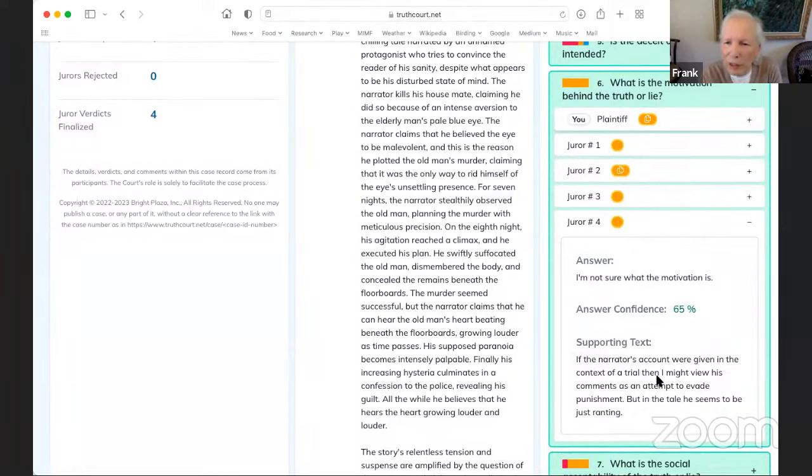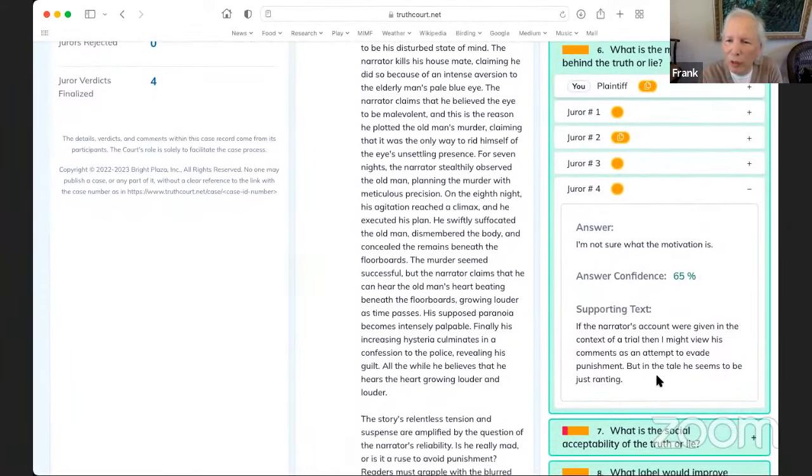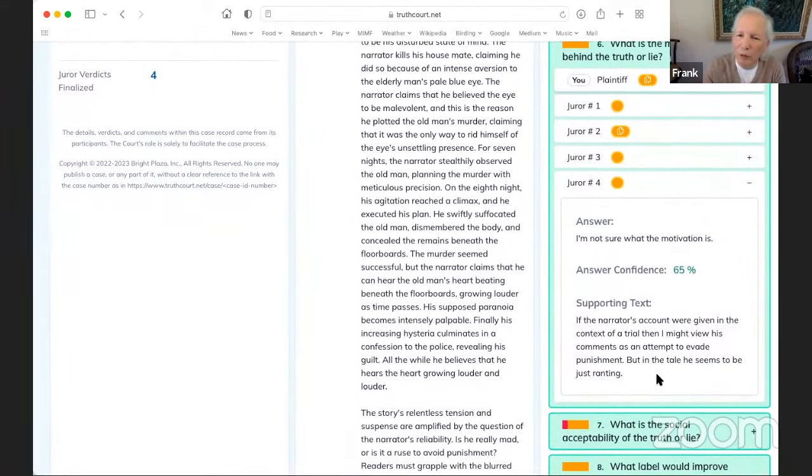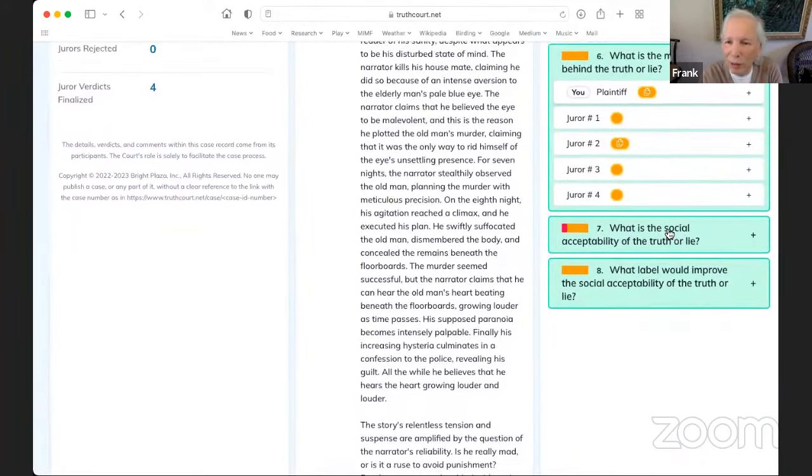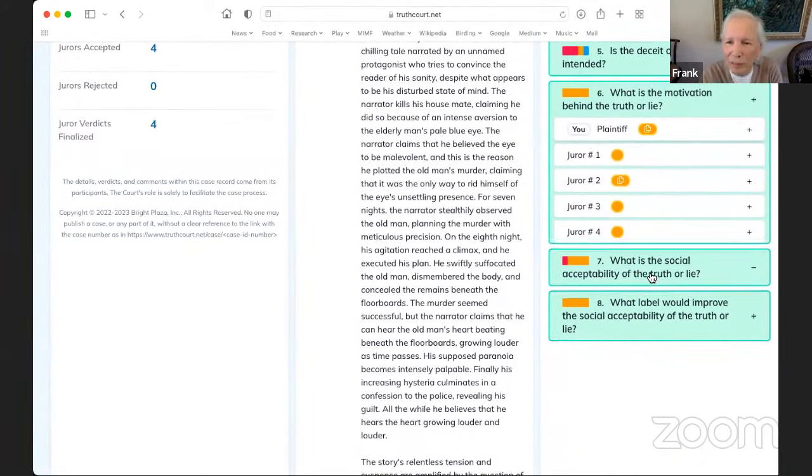Also, if the narrator's account were given in the context of a trial, then I might view his comments as an attempt to evade punishment. But in the tale, he seems to be just ranting. And that's true. We can't tell. And again, I think that's by the design of the author to keep us guessing.